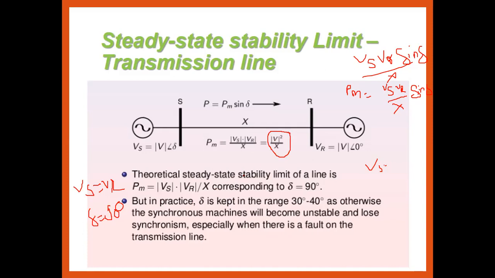Okay, that is the ideal condition, where delta should be 90. But in practice, delta is generally kept in the range of 30 to 40 degrees, to maintain the synchronization of the transmission line, whether short, medium or long. Otherwise the synchronous machine will become unstable and lose synchronization, especially when there is a fault on the transmission line. That is a main practical consideration. Thus, for practical purposes delta is 30 to 40 degrees.